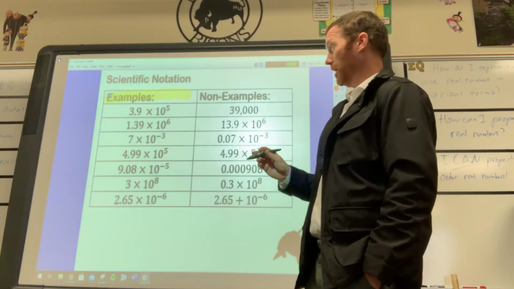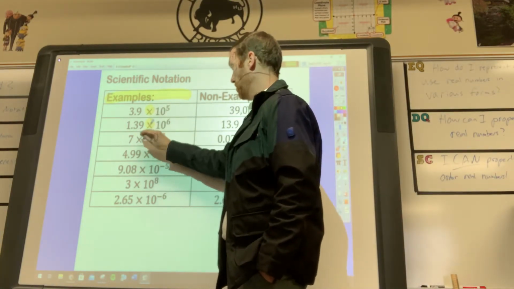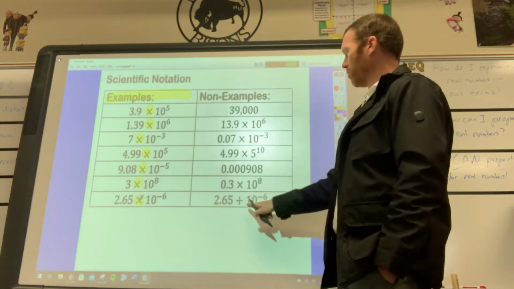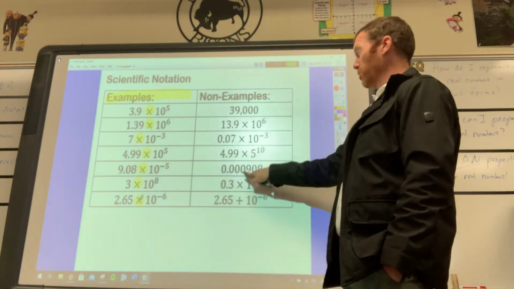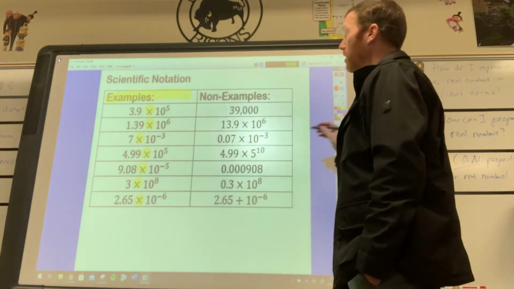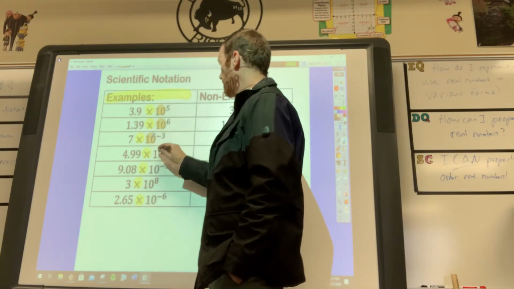In the example column, every example has multiplication happening in the middle. See that? Like all of them are multiplying. Over here in the non-example column, some of them multiply and some of them don't, but in the example, they all multiply. Another thing they all have in common is they have an exponent with a base of 10.